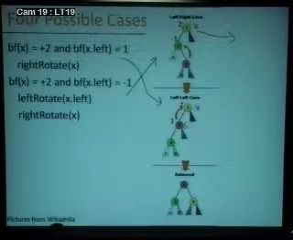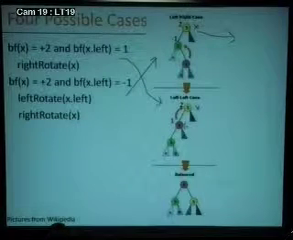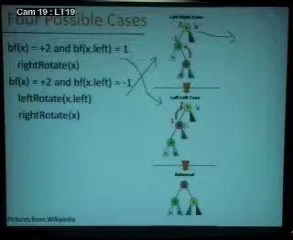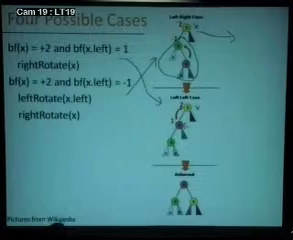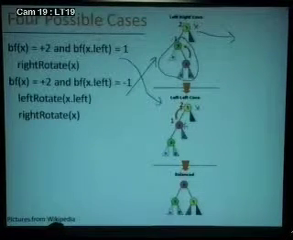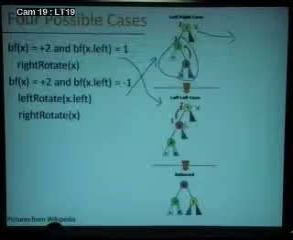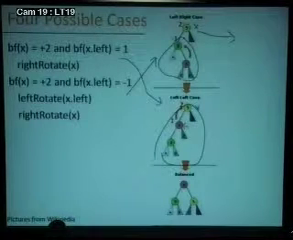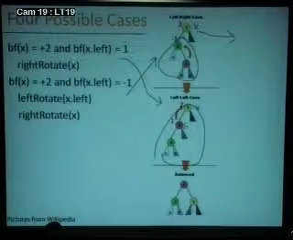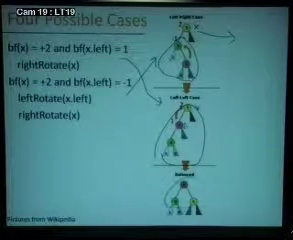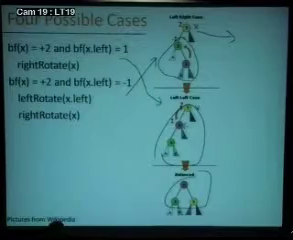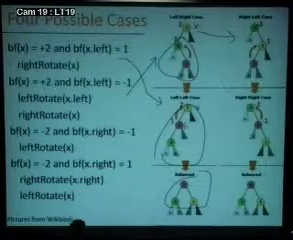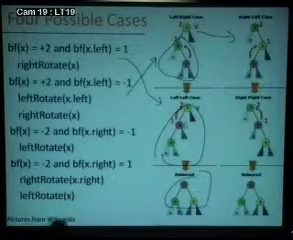So if you have this situation where x is plus 2 and left of x is minus 1, you do left rotate on x's left first. So you do left rotate on 3. When you do left rotate on 3, do you realize that you make it into this one? Then once you have this, you can use the previous case to make it this. And the mirror version is the same. You have minus 2, minus 1, just do left rotate. You have minus 2 and plus 1, right rotate first on x's right, and then left rotate.